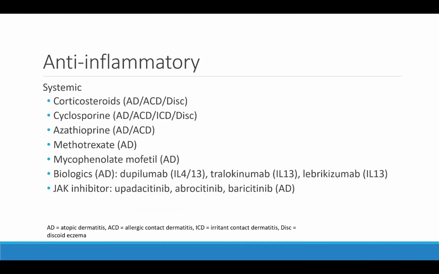Systemic treatment options for anti-inflammatory medications include corticosteroids, cyclosporine, azathioprine, methotrexate, and mycophenolate mofetil. In recent years, we have been very privileged to see the advent of newer therapeutic options, including biologics for atopic dermatitis. Examples include dupilumab, tralokinumab, and lebrikizumab. The most commonly used in our scenario is currently dupilumab. We also have JAK inhibitors such as upadacitinib, abrocitinib, and baricitinib. But watch this space because more and more newer drugs are coming on the scene.